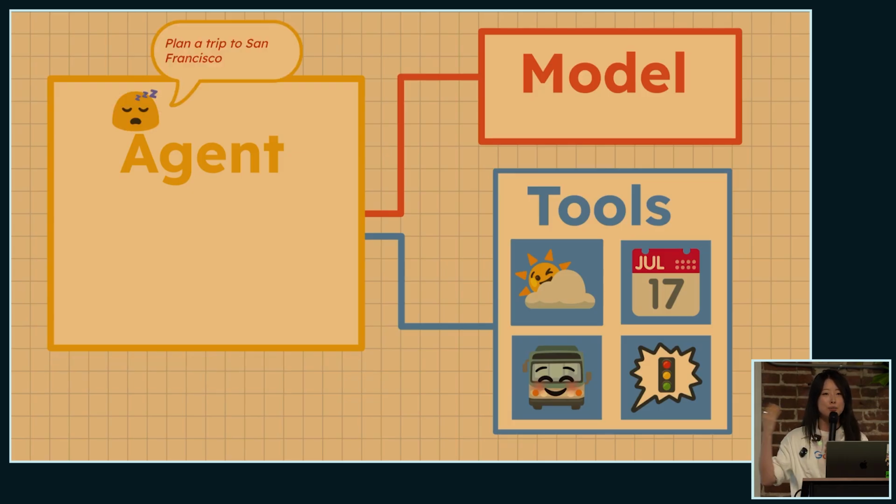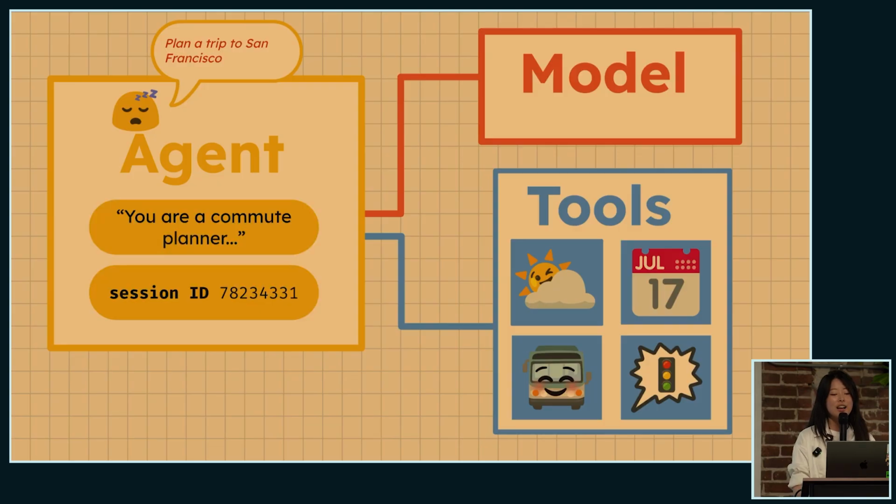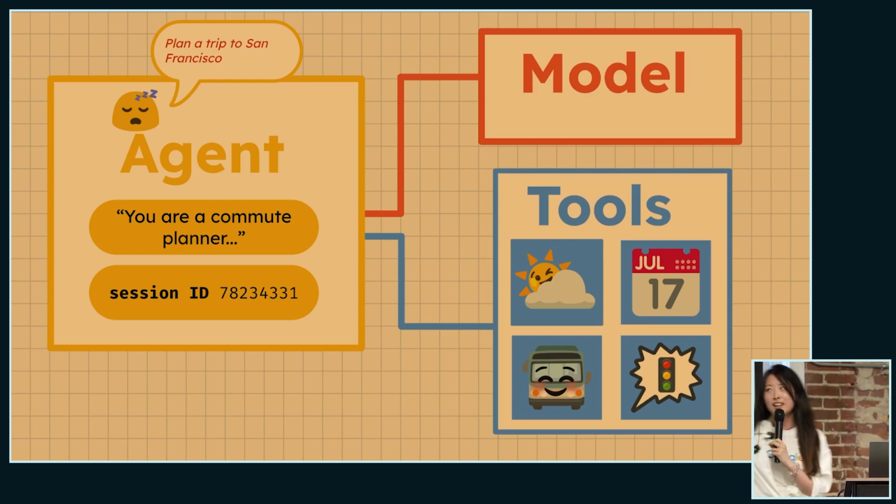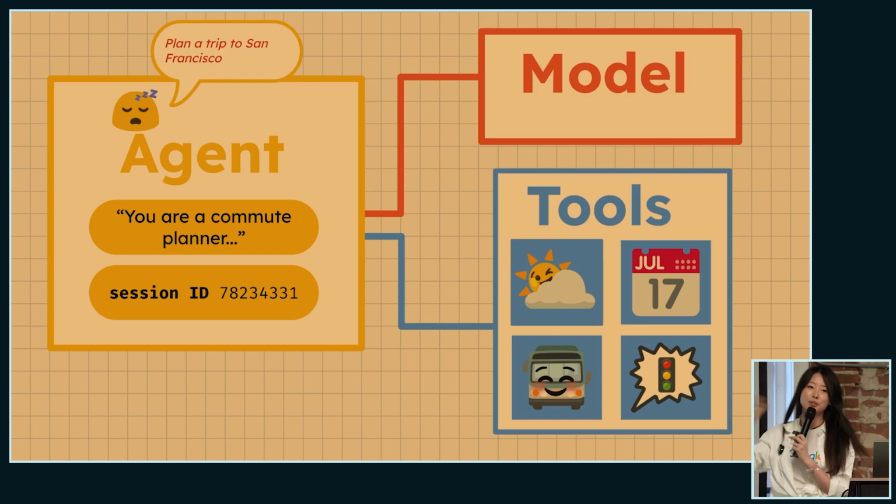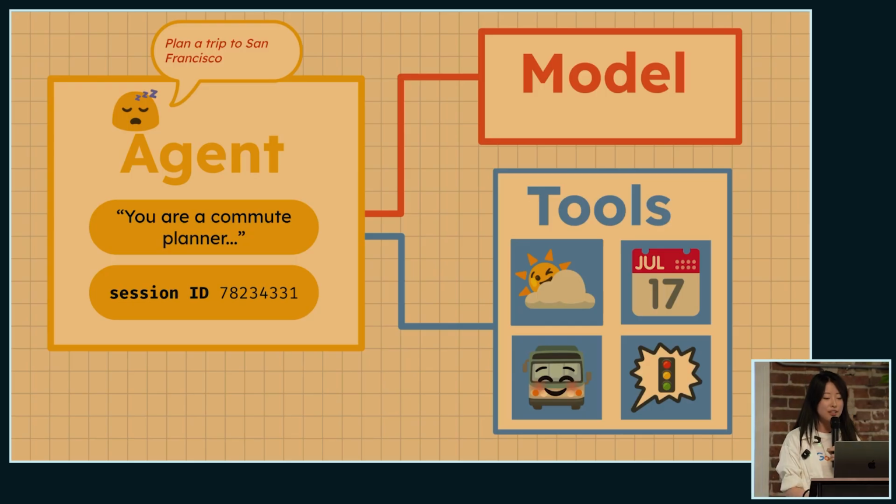So now I want to plan this trip to San Francisco, and I want to build an agent to plan it. So I give it a prompt, say, you're a commute planner, and use a model and those tools to plan my trip to San Francisco.